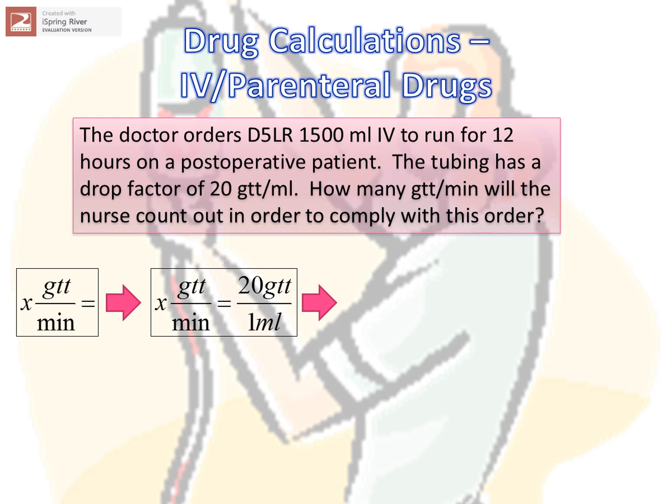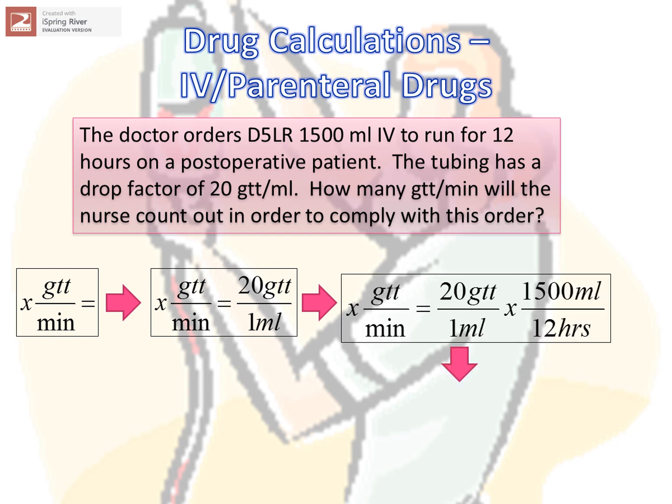How many milliliters? Go back to your problem. 1,500 milliliters. And what goes with that? For 12 hours. Okay, so 1,500 milliliters with 12 hours on the bottom. We don't want hours on the bottom, right? Because we want minutes on the bottom. So we're going to have to find the minutes, but the milliliters canceled out. Where in your problem does it give you minutes? It doesn't, so you need a conversion factor.